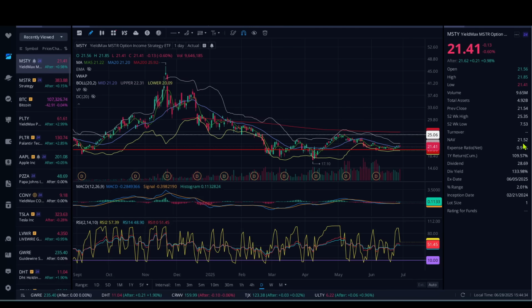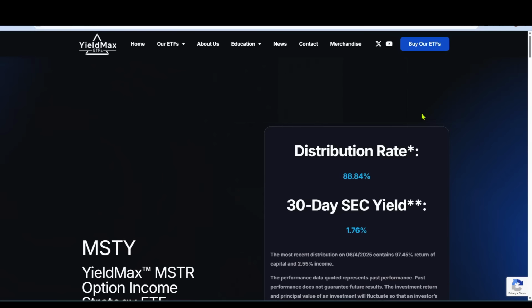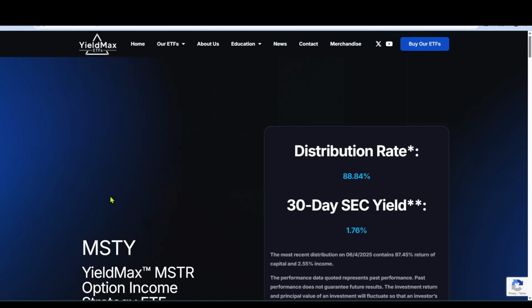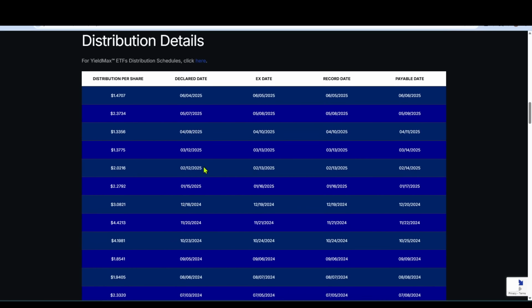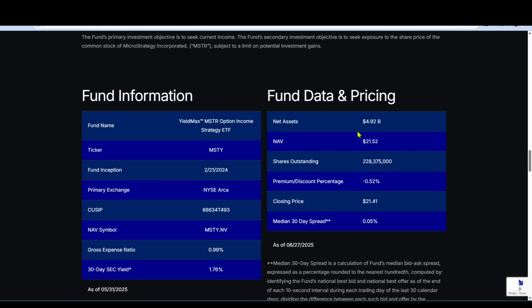Now you can also look on the website, but I'm not sure how quickly that is updated, but I'll show you where it is on the website as well. So again, looking on the YieldMax ETF website for MSTY, I scroll all the way down to the fund data and pricing right here. And as you can see, NAV 21.52.